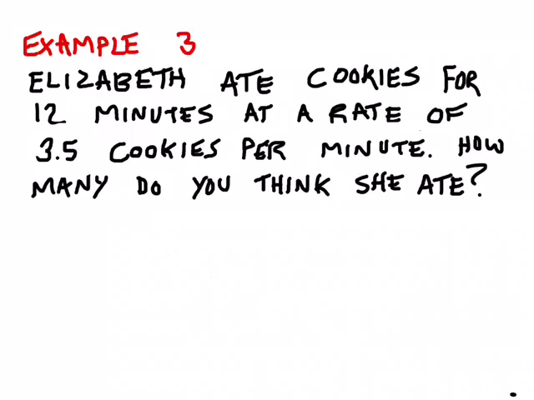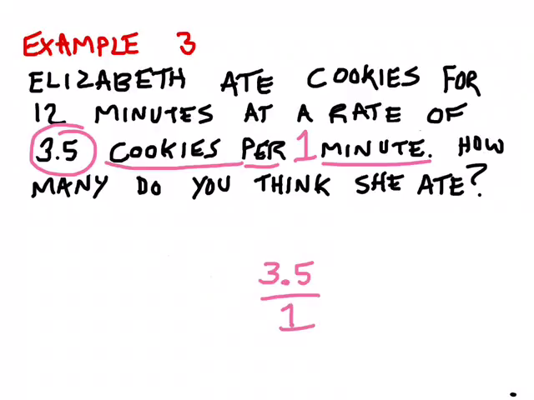Last example, Elizabeth ate cookies for 12 minutes at a rate of 3.5 cookies per minute. How many do you think she ate? Again, ideally what might jump out at you, similarly to working with a percentage equation, where the percent hopefully jumped out at you and you said, oh, that's helpful, I can set up a proportion this way, is this phrase here, cookies per minute. So if she's eating 3.5 cookies per minute, that's 3.5 cookies in 1 minute.